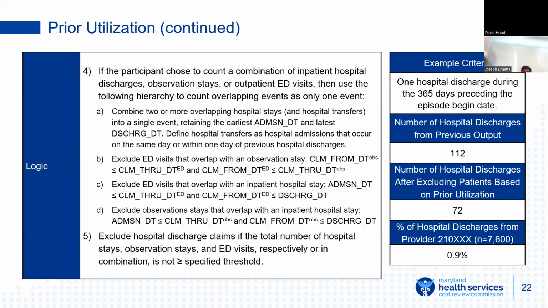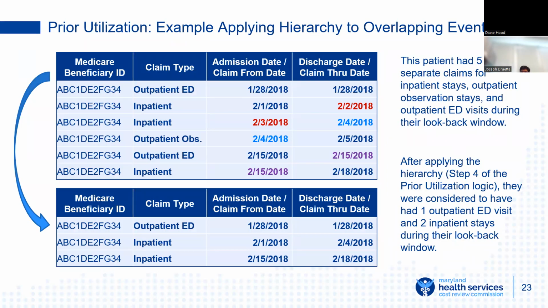So first, we collapse the multiple claims from concurrent hospital stays, including hospital transfers, into one overall inpatient stay, using the earliest admission date and the latest discharge date. And then if an ED visit overlaps with an observation stay, we call it an observation stay. If an ED overlaps with a hospital stay, we call that a hospital stay. And then if an observation stay overlaps with a hospital stay, we define that as just a single hospital stay as well. And so after that hierarchy is applied, we compare the final number of events to the participant specified threshold. This slide here provides an example of that.